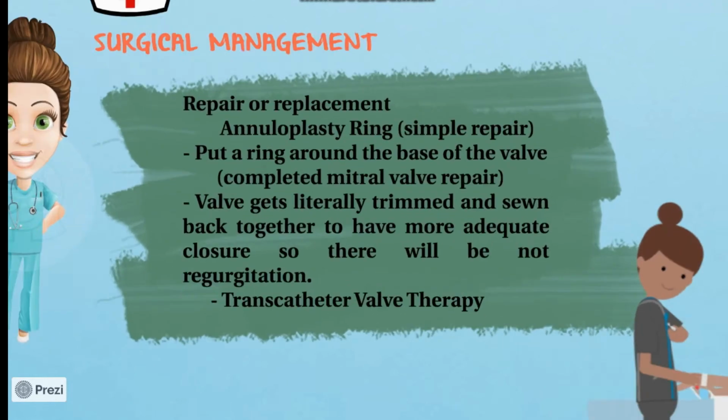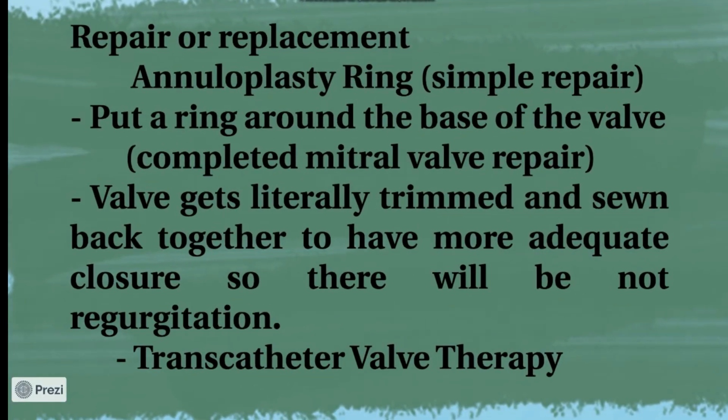The surgical managements for mitral valve prolapse are the following. First, annuloplasty ring or simple repair. It is performed to put a ring around the base of the valve. Complete mitral valve repair. The valve gets literally trimmed and sewn back together to have more adequate closure so there will be no regurgitation.